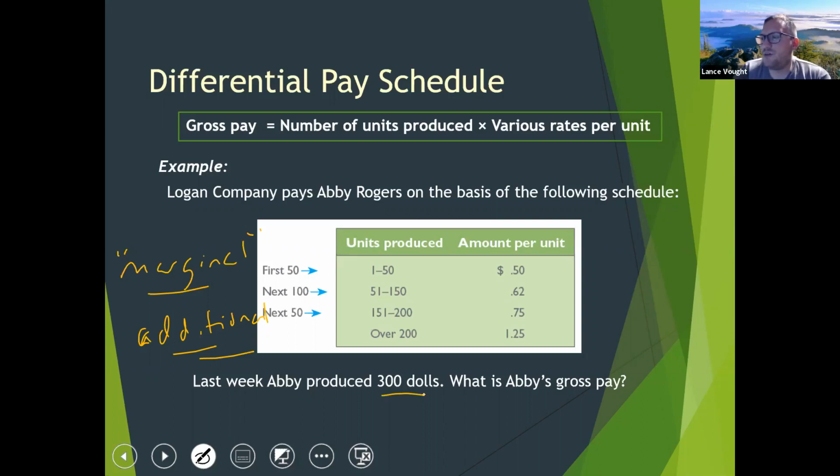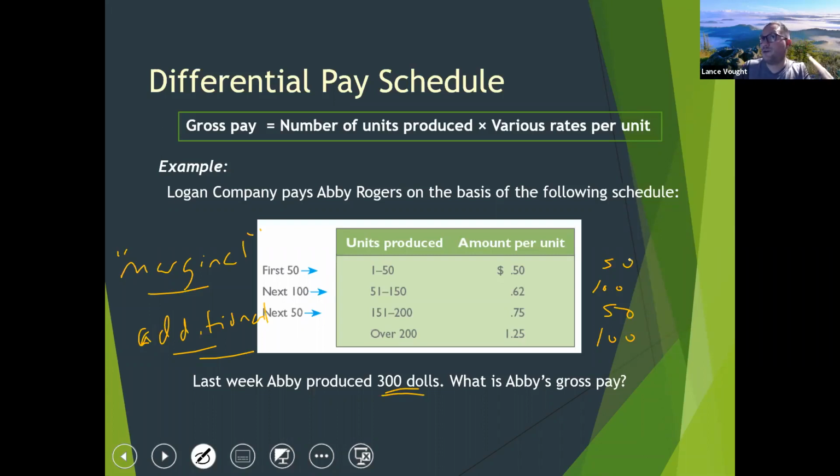since Abby is producing 300 dolls, she's not going to be paid $1.25 for each doll. She's only going to be paid $1.25 for all the dolls that exceed 200 in total. So since she's making 300 dolls, she's going to get $1.25 for the last 100. She's going to get 75 cents for the 50 between 151 and 200. She's going to get 62 cents for the 100 between 51 and 150, and she's going to get 50 cents for this 50.